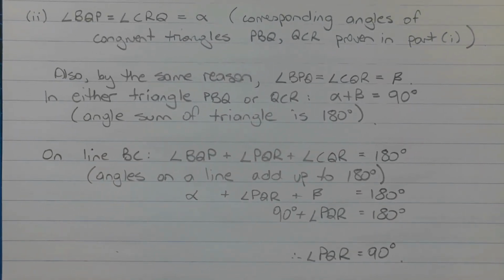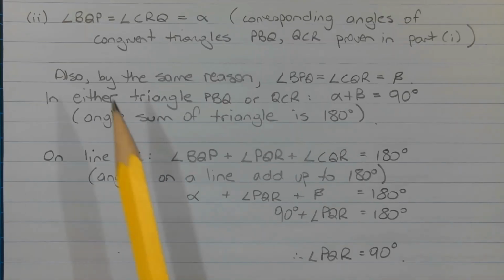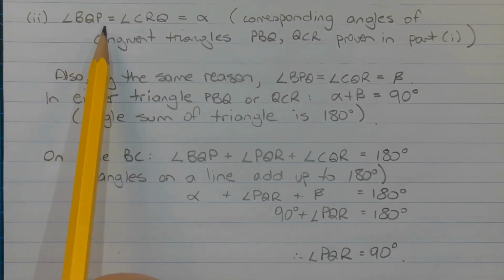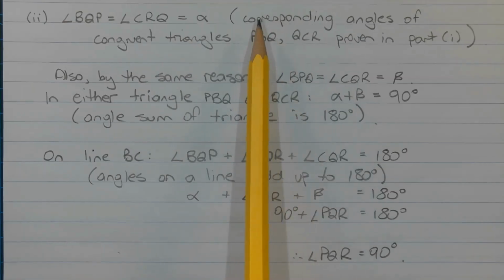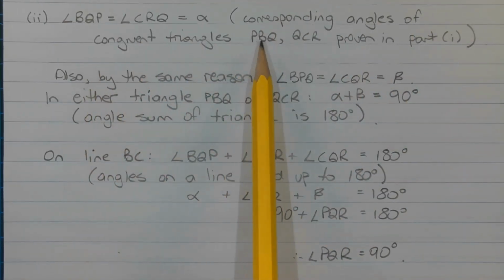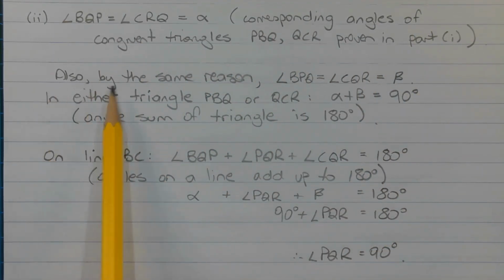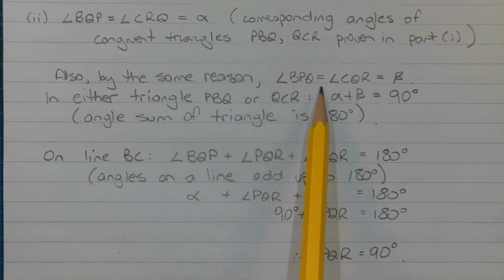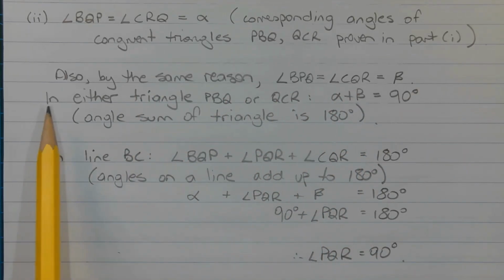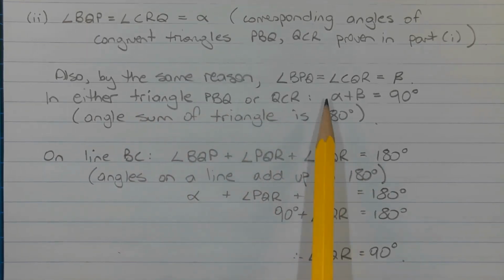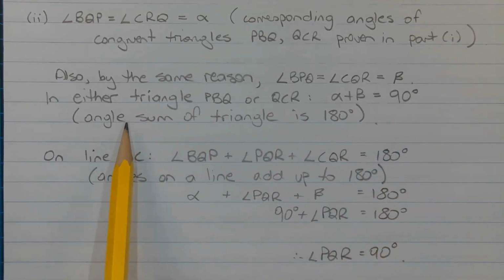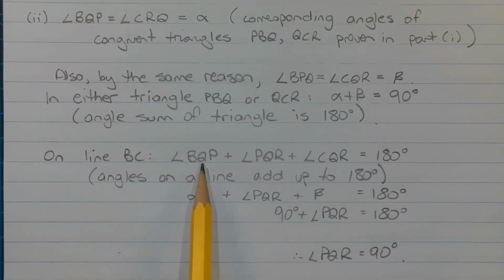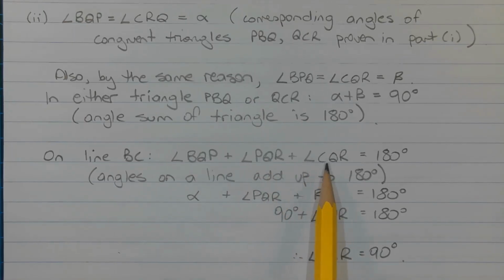And here is the proof. So I'll just go through it again. Angle BQP equals angle CRQ, which equals alpha. The reason is corresponding angles of congruent triangles PBQ and QCR, proven in part 1. Also by the same reason, angle BPQ equals angle CQR, which equals beta. Now in either triangle PBQ or QCR, alpha plus beta is equal to 90 degrees because we have the angle sum of a triangle and that's equal to 180 degrees. And on line BC, angle BQP plus angle PQR plus angle CQR is equal to 180 degrees. That's because angles on a line add up to 180 degrees.